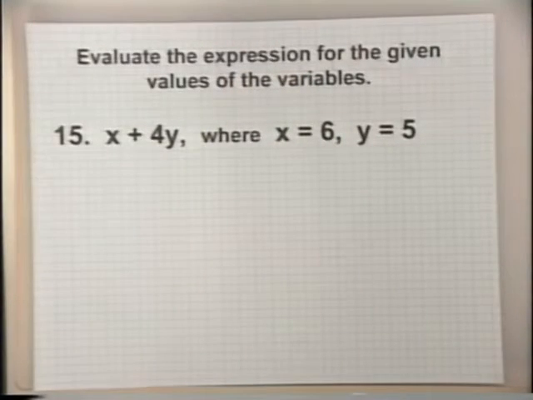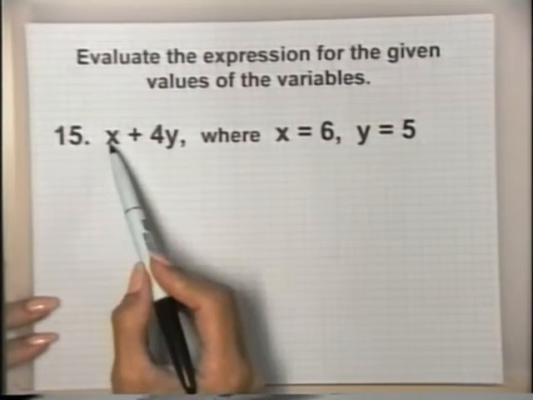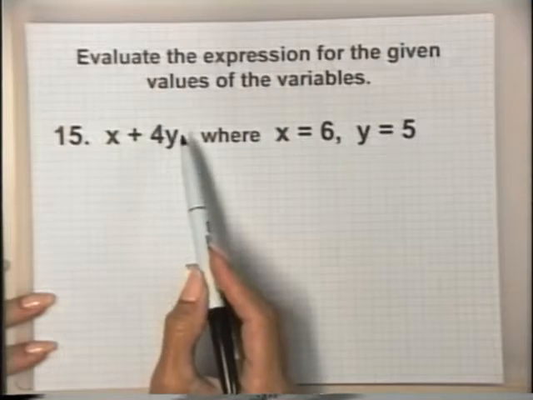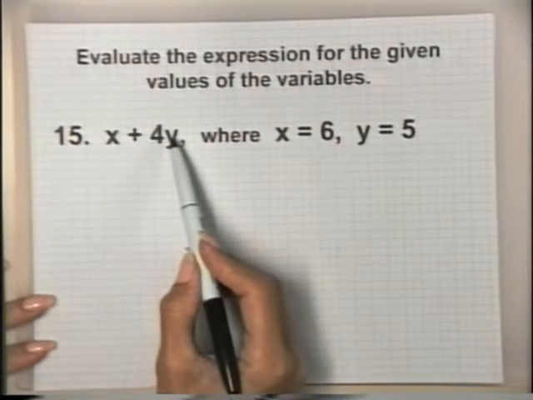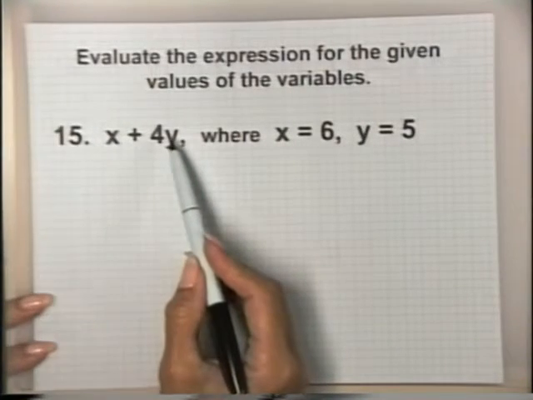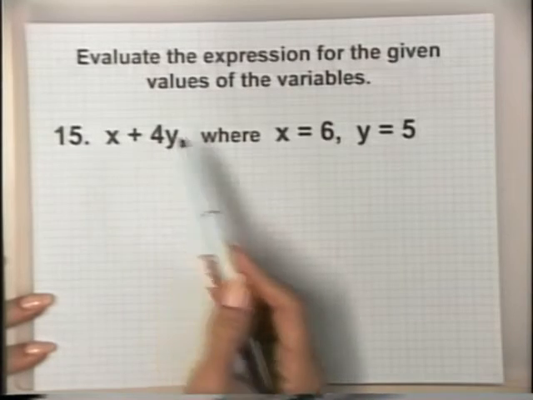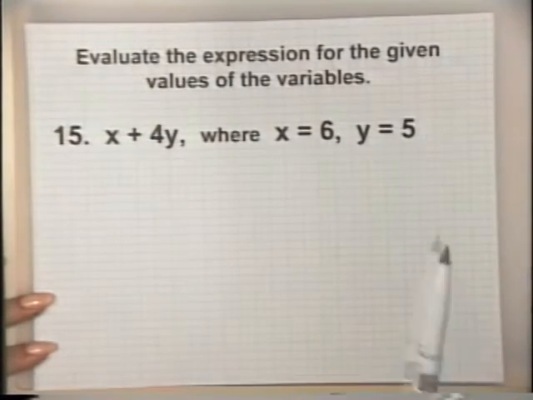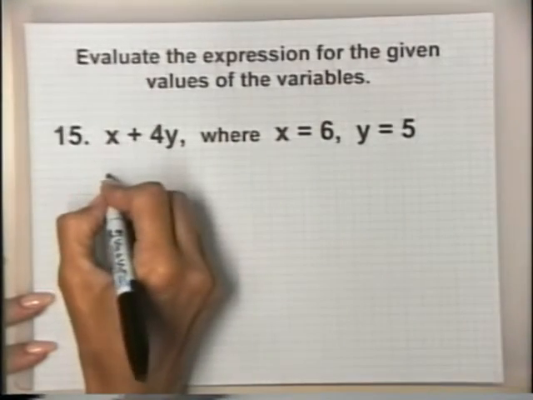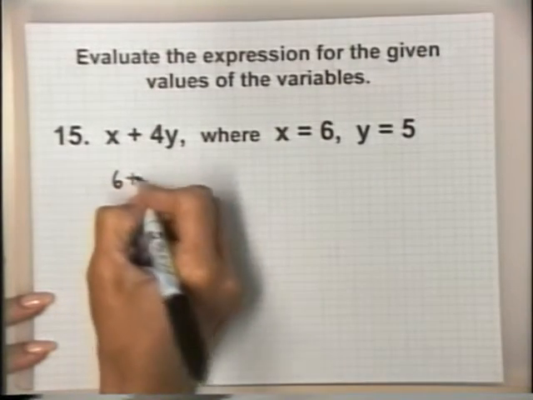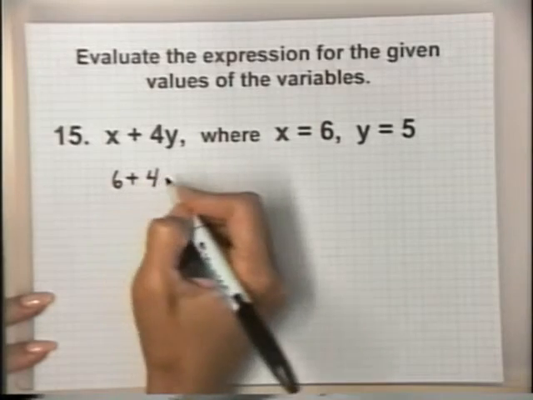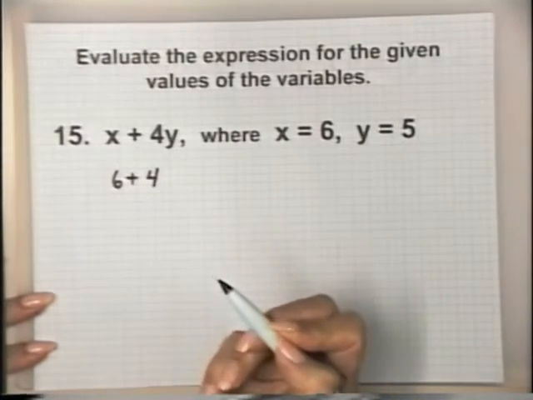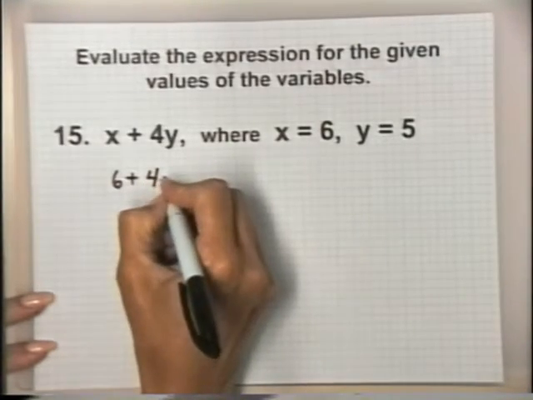In problem 15, we are to evaluate the expression for the given values of the variables. The expression is x plus 4y. We know that when we write the 4 and the y together, that means we are to multiply 4 times y. We are supposed to let x equal 6 and y equal 5. So let's put the 6 in for the x. So we'll have 6 plus 4, and we need to use a symbol for multiplication. Let's use the dot.